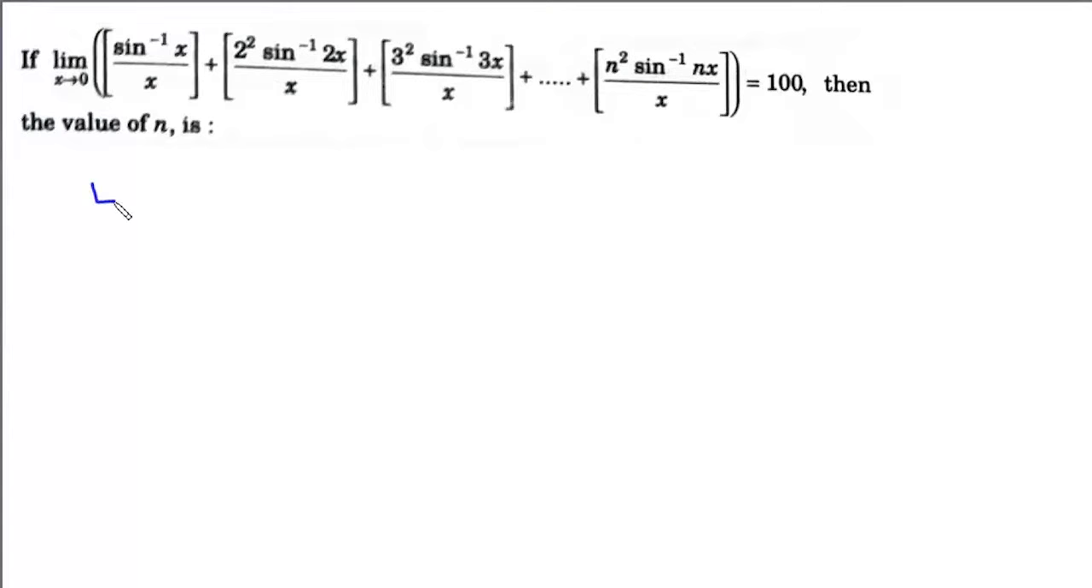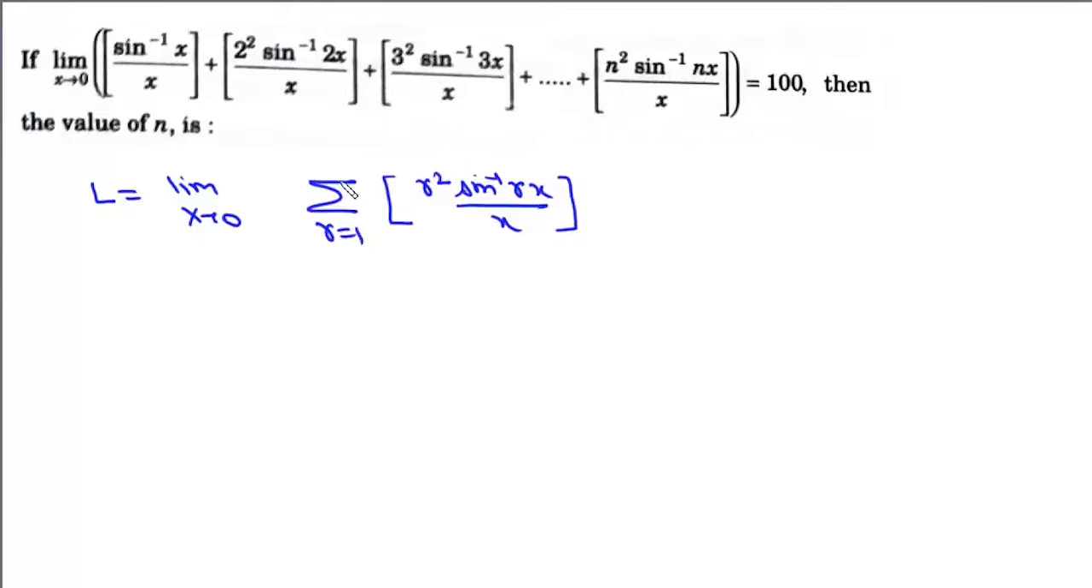Now here the question is, we need to solve this limit, which is limit x tends to 0, and then this summation, greatest integer function of r square sine inverse rx upon x, where r varies from 1 to n. Now we know that when x tends to 0 positive, sine inverse rx is greater than rx.